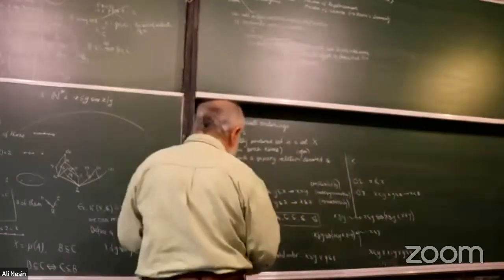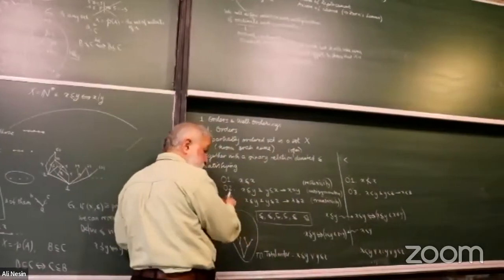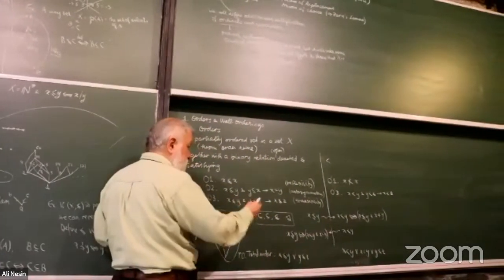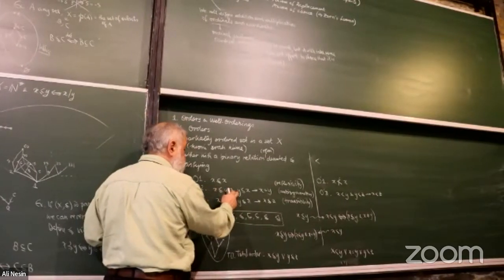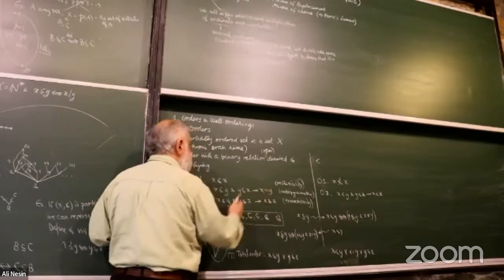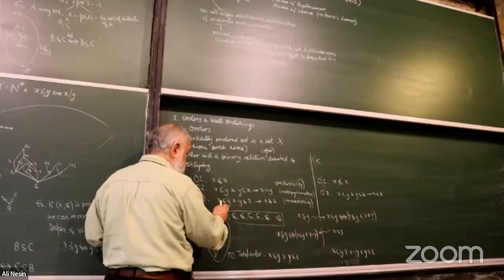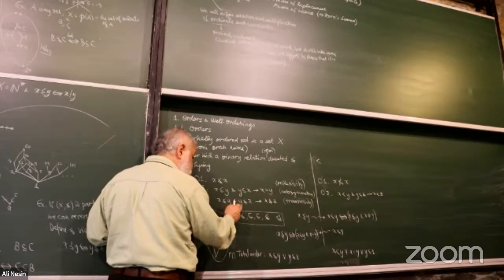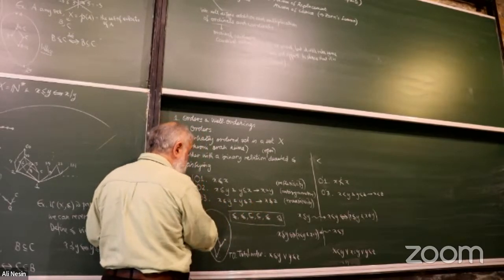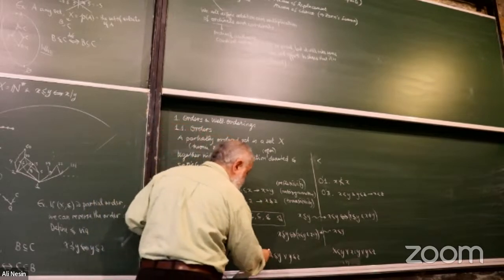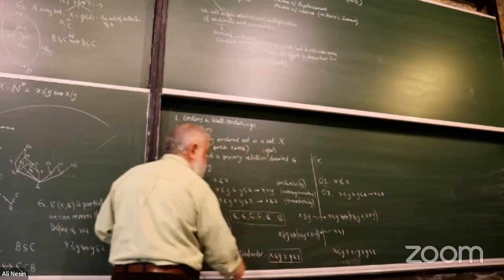So, partial order is something like this. It's something that you order. X is less than or equal to X. If X is less than or equal to Y and Y is less than or equal to X, then X is equal to Y. If X is less than or equal to Y and Y is less than or equal to Z, then transitivity. And if you wanted total order, you want to be able to compare any two elements.